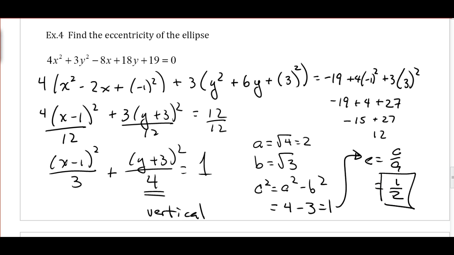Again, the closer to 0, it's going to be closer to a circle. Closer to 1, it's going to have more of an oval shape. So this one's right in the middle.